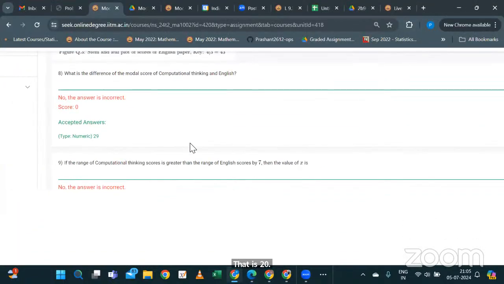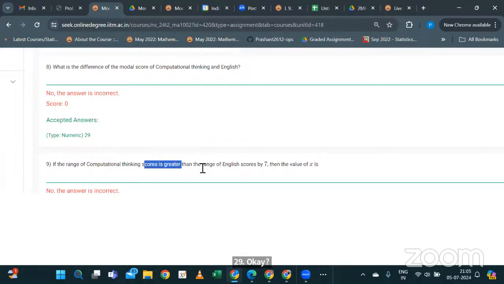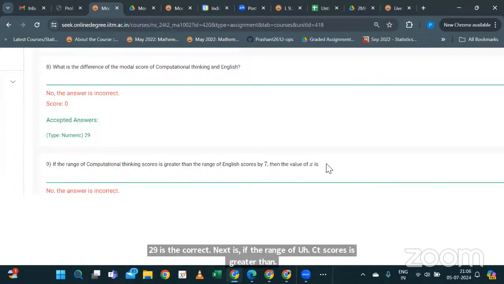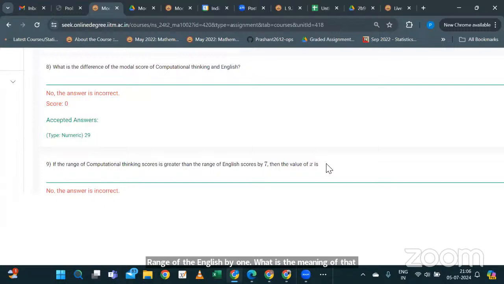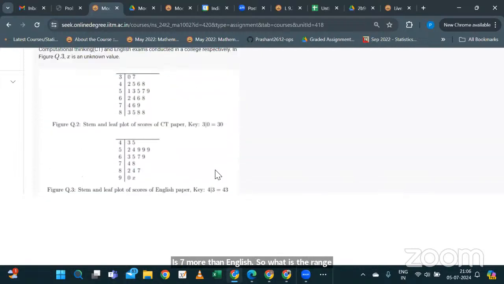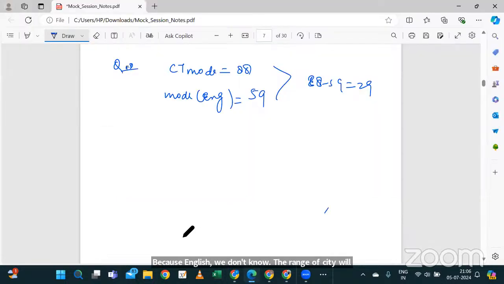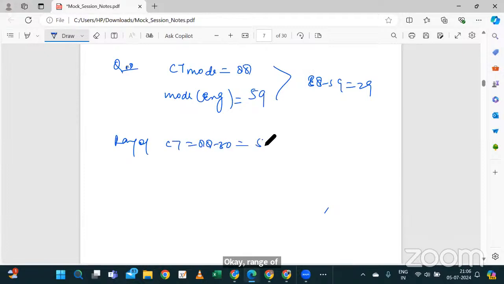Next: if the range of CT scores is greater than the range of the English scores by 7, then we have to find the value of X. So the question is, if the range of CT is 7 more than English, what is the range of CT? English we don't know. The range of CT will be 88 minus 30, that is 58. Is this clear? For CT.